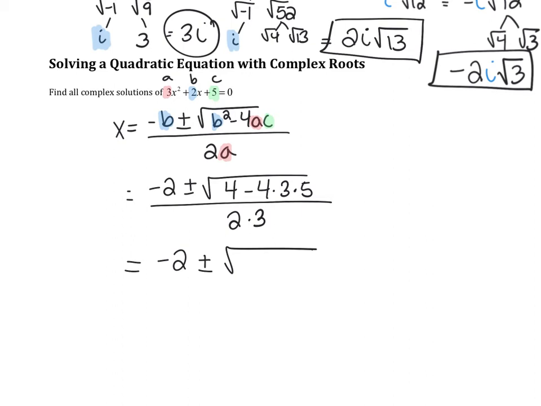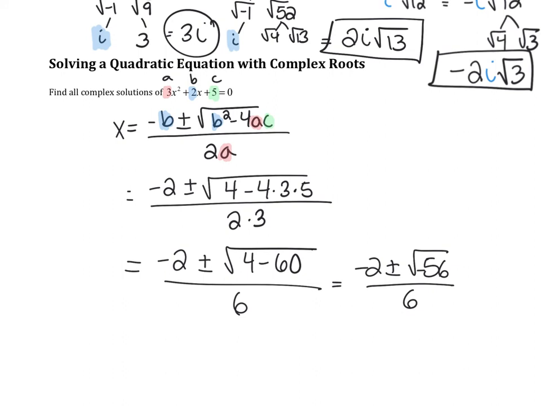Okay, so you have 4 minus 60 here, which is going to get you that negative number, which is what we want for a complex root, all over 2 times 3, which is 6. So 4 minus 60 is negative 56, and I have to break down that square root so that it has a complex number in it.